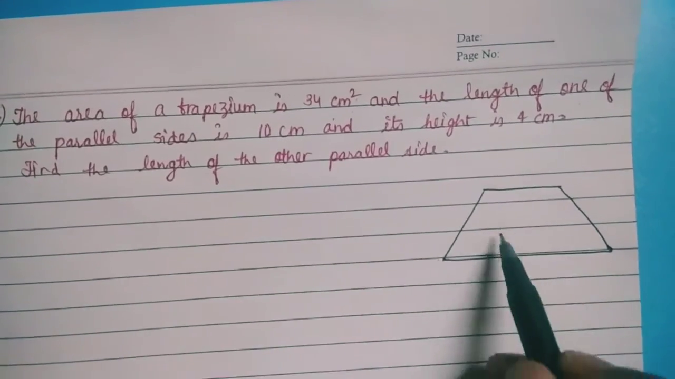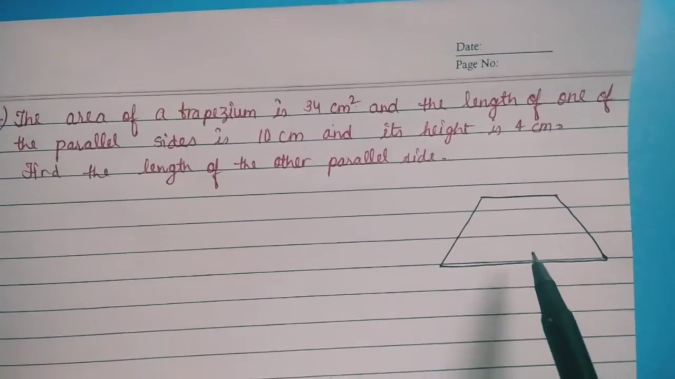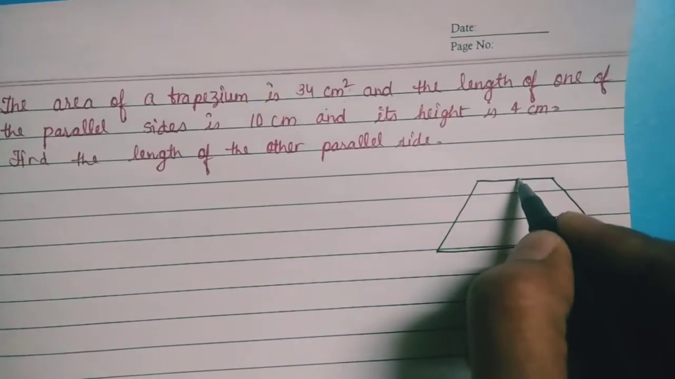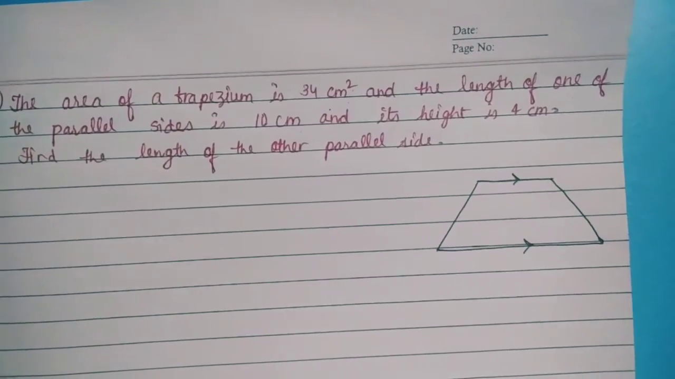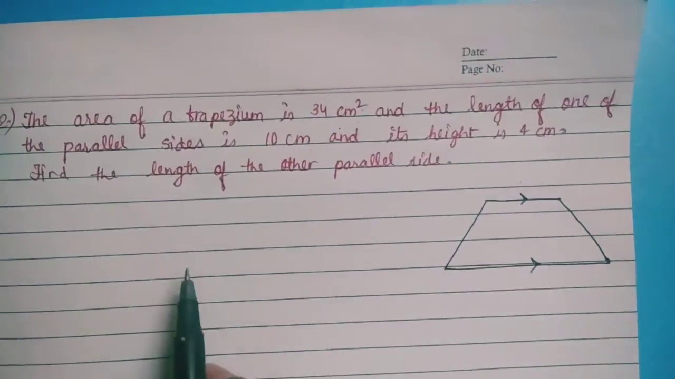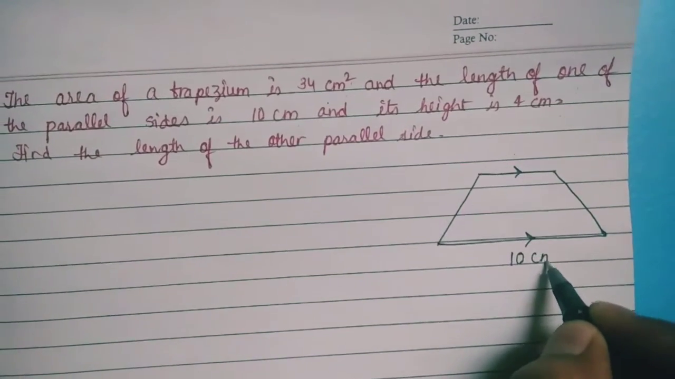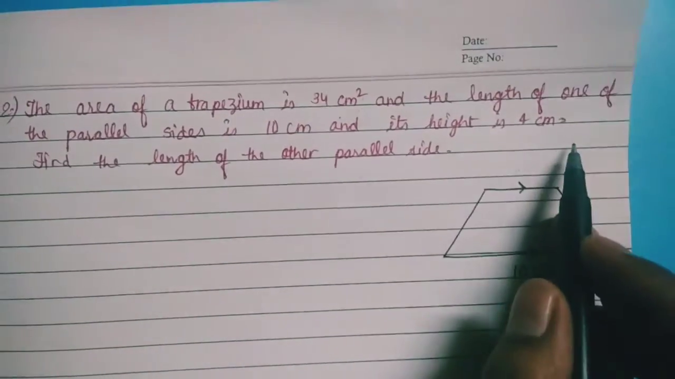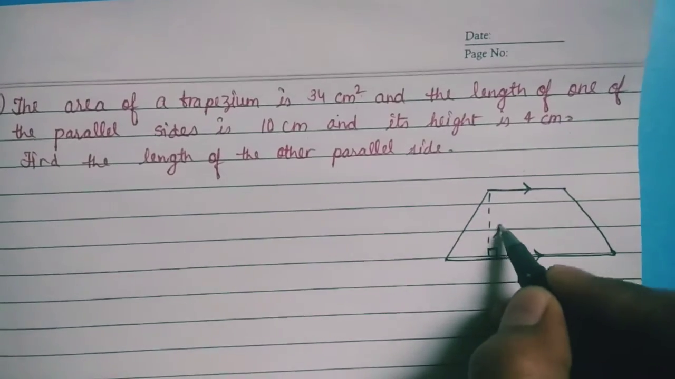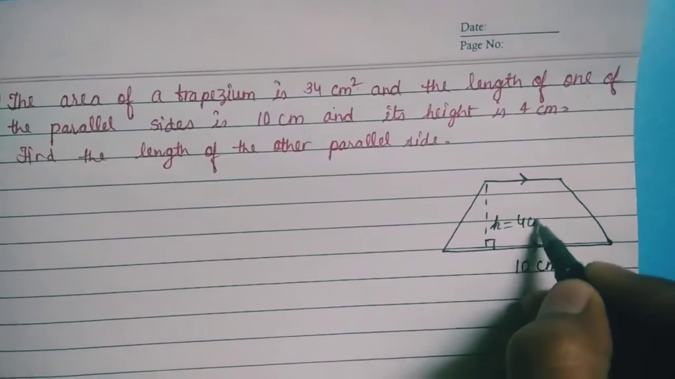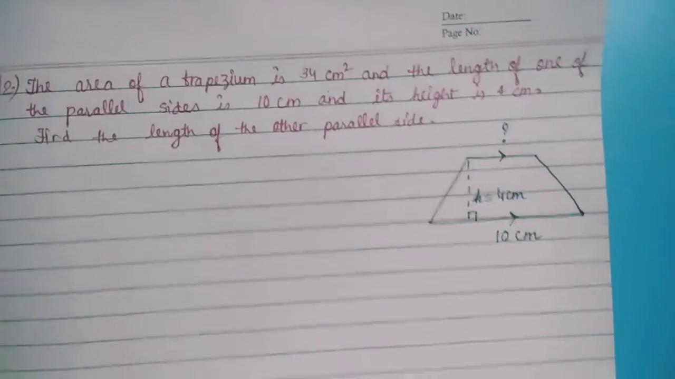Here I have drawn the trapezium figure. We know a trapezium is the figure which has one set of parallel lines. So this line is parallel to this line. Here one of the parallel sides is 10 centimeter, so we can assume this is 10 centimeter. And the height is 4 centimeter, so the perpendicular is 4 centimeter long. We need to find this unknown parallel side.